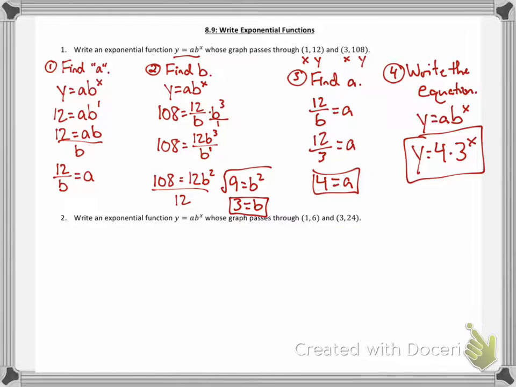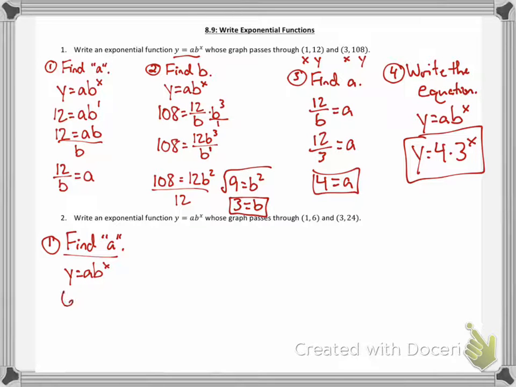So let's take a look here at number 2. So again, first thing I'm going to do is find A. So I'm going to go ahead and start with the first point, 1, 6, because again, it doesn't really matter which point you use for either of the first 2 steps. You just need to pick one, and then once you've picked one, use the other point for the second step. It doesn't matter again which. But I'm going to use, again, 1, 6 to start.